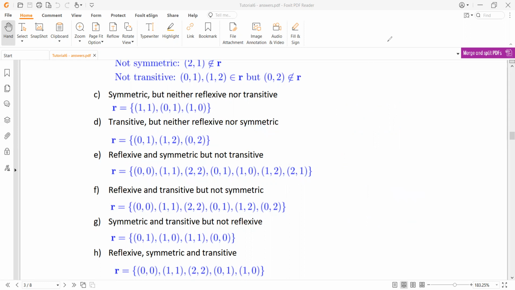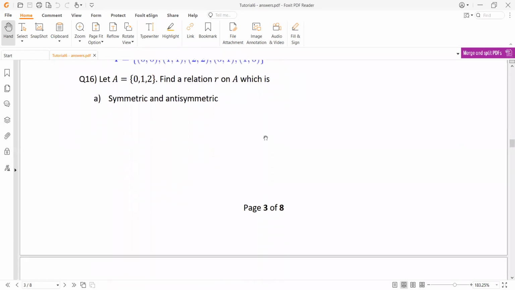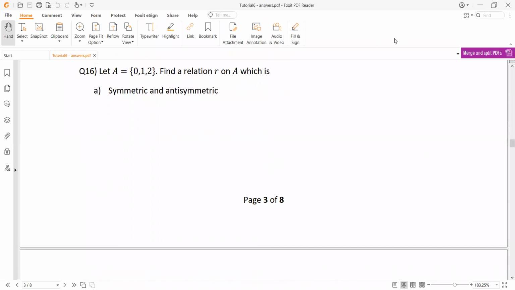Okay, great. Reflexive, transitive, but not symmetric. Reflexive, I need to have every element to itself. Transitive, okay, I need to have 0 to 1 and 1 to 2 and 0 to 2, but I don't have the other way, 1 to 0 and 2 to 1 and 2 to 0. Okay, guys? And again, all of those are similar. So let's go to question number 16.